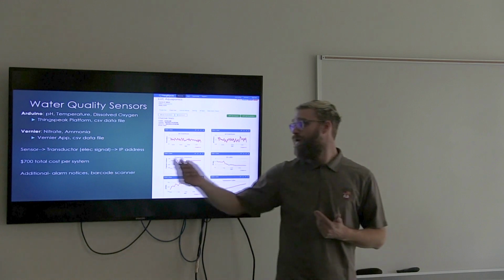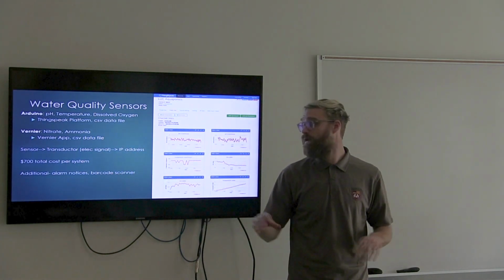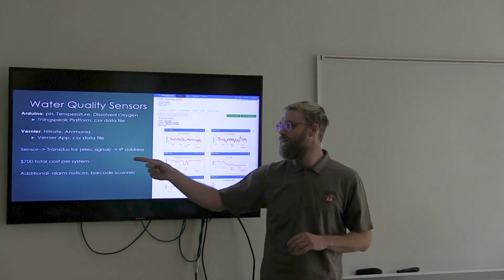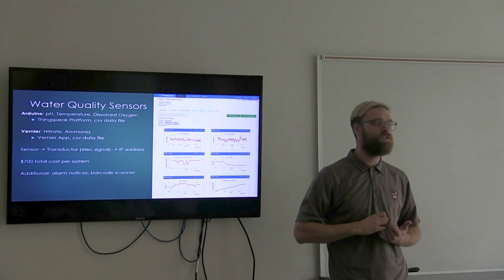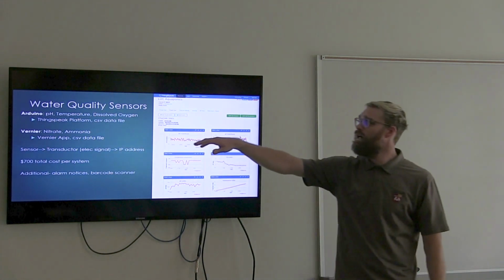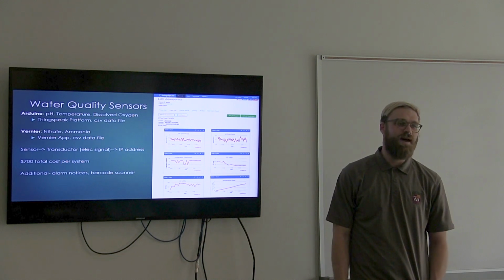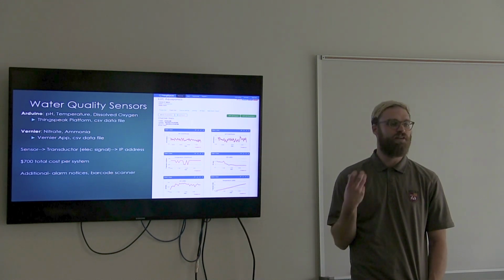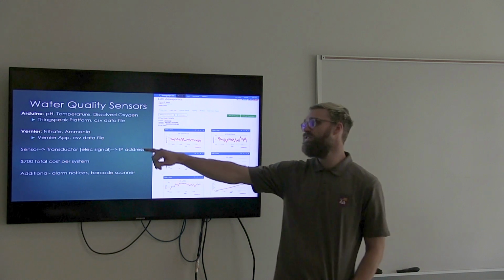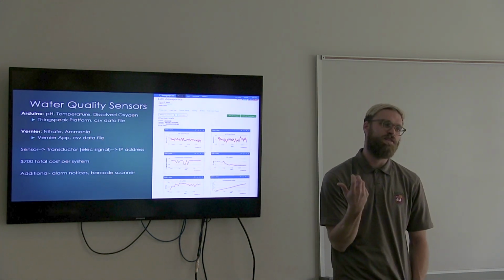So we designed 2 systems, and when we go around the tour, I'll show you each of the systems. They're about $700 total per system. So you can get the 5 measurements: nitrate, ammonia, pH, temperature, dissolved oxygen, for about $700. And you would have to do a little bit of coding, specifically with the Vernier system, in order to shape that information into a way that's readable.